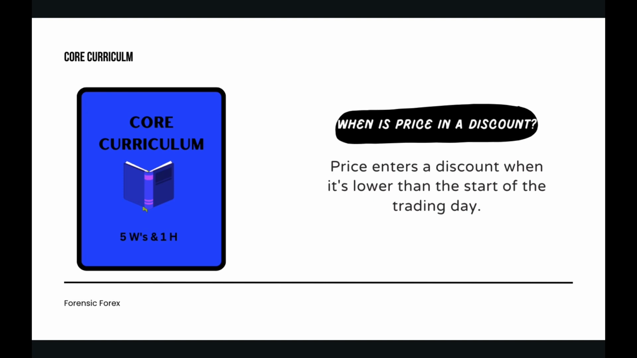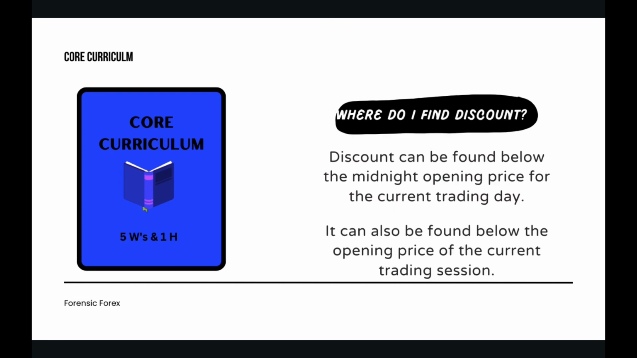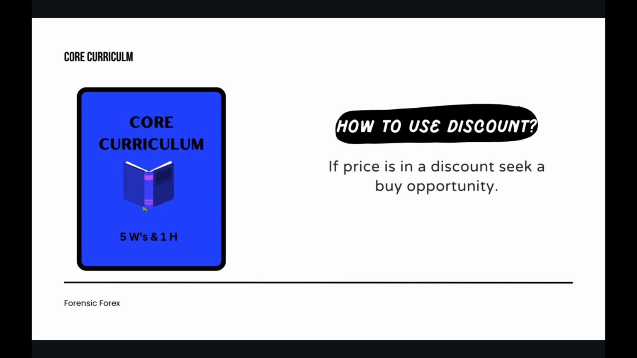When is price in a discount? Price enters a discount when it's lower than the start of the trading day. Where do I find discount? Discount can be found below the midnight opening price for the current trading day. It can also be found below the opening price for the current trading session. How to use discount? If price is in a discount, seek a buy opportunity.